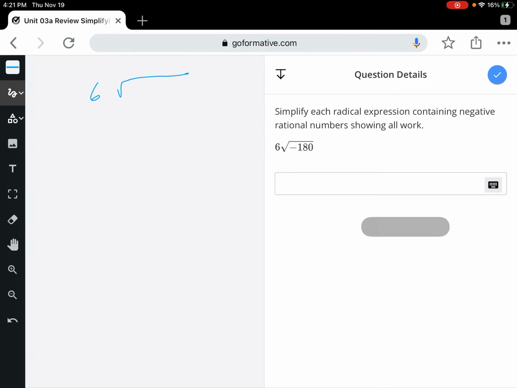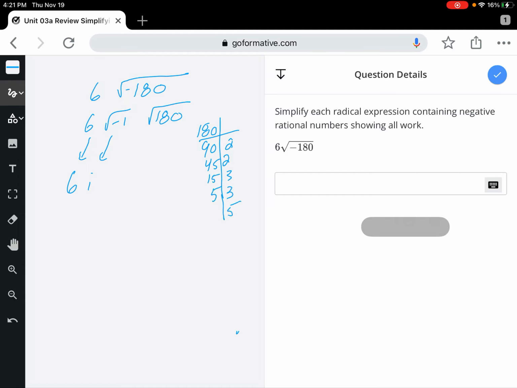For this one, I have my 6 on the outside, negative 180. That's going to be 6 times the square root of negative 1 times the square root of 180. So I know I'm going to have a 6 and an i. 180 divided by 2 is 90. 90 divided by 2 is 45. 3 goes into 45 15 times. 3 goes into 15 5 times. 5 goes into 5 once. So I'm going to take a 2 out and a 3 out. The only thing left inside is radical 5. 6 times 2 is 12. 12 times 3 is 36. So it's going to be 36i radical 5.